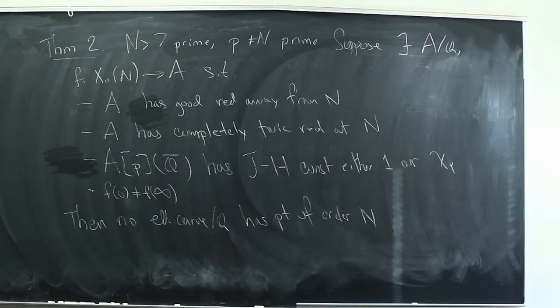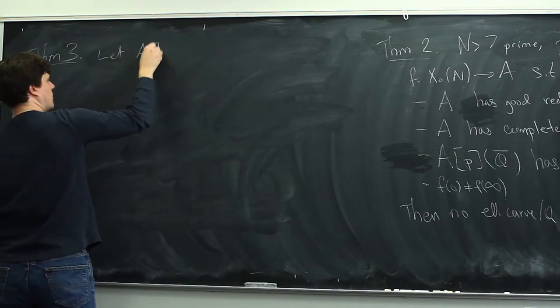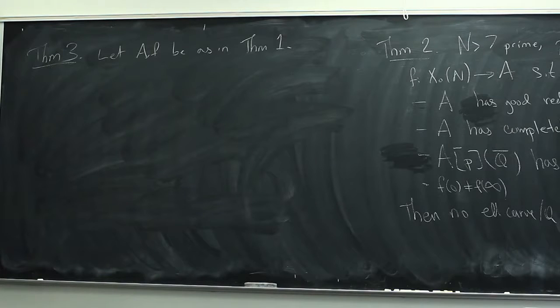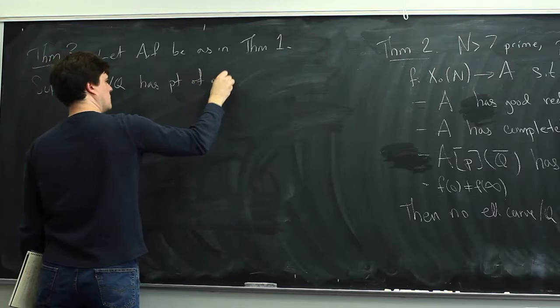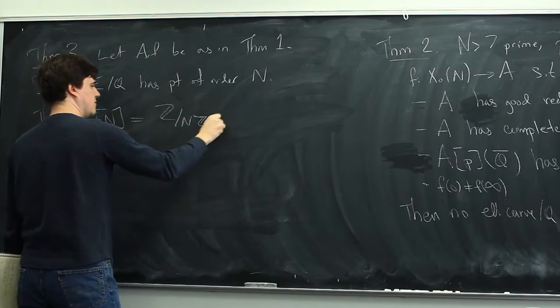So we're actually going to prove, most of the work is going to be in proving a slightly different statement, which I'm going to call theorem 3. So let me see what that is. Let A and F be as in theorem 1. And suppose that you have an elliptic curve with a point of order n. Then the n torsion of E as a group scheme over Q, or as a Galois representation, is just Z mod nZ plus mu n.